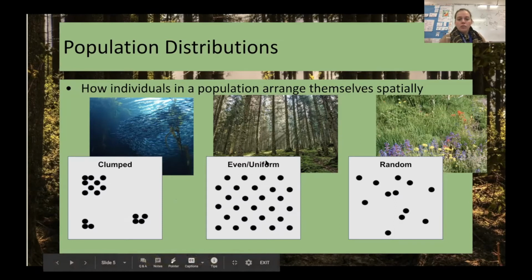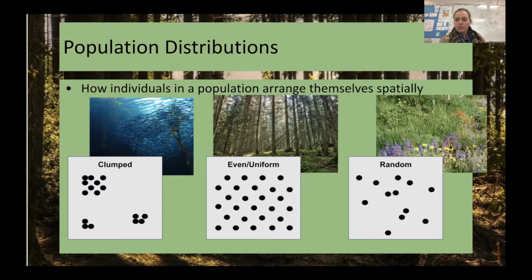Even or uniform is more rare. We see that with things we've planted, like white pine forests, and with a few natural populations like penguins. They'll make their nests pretty even distances apart.